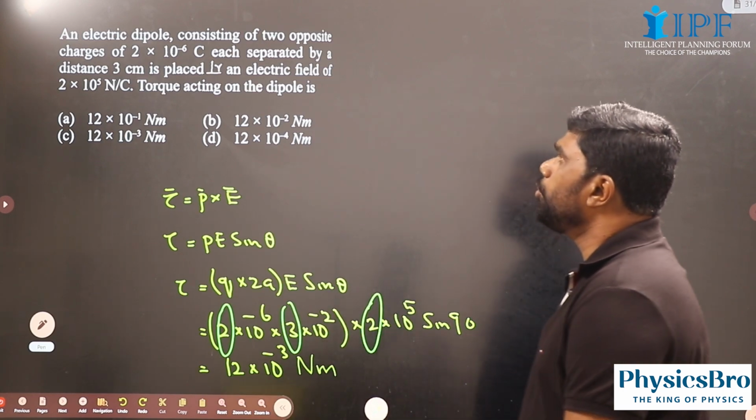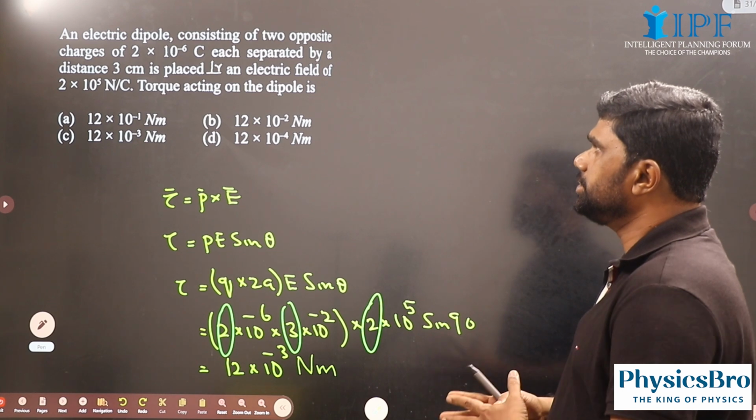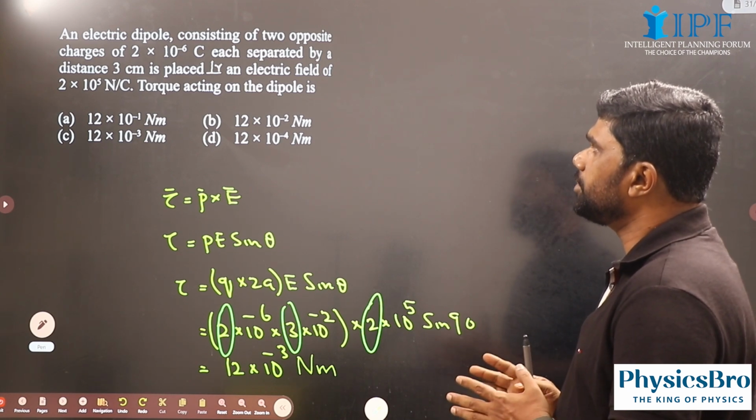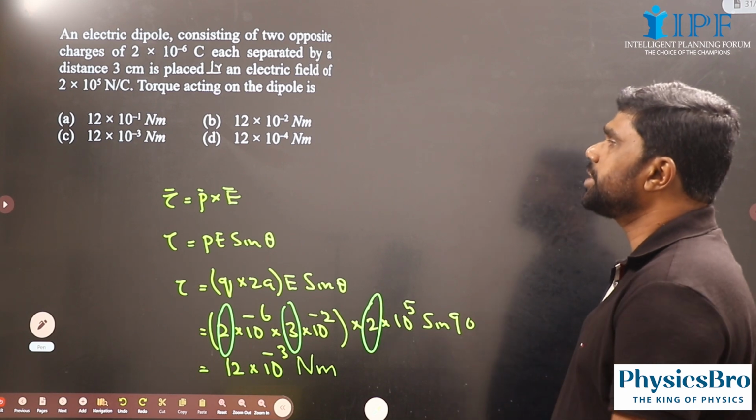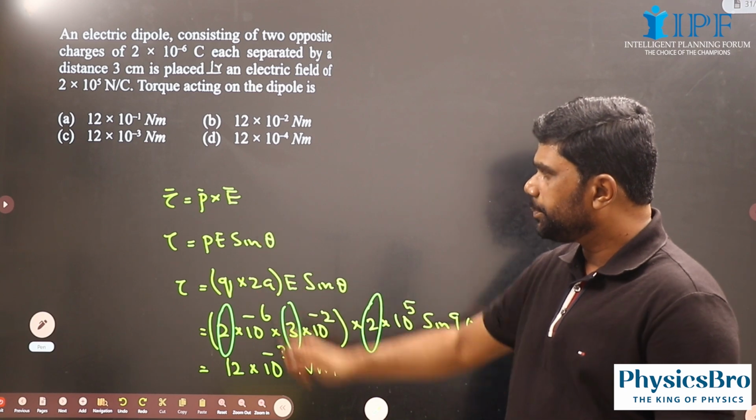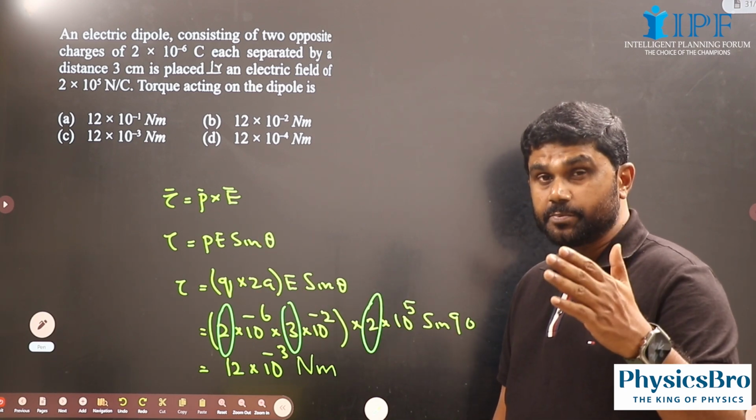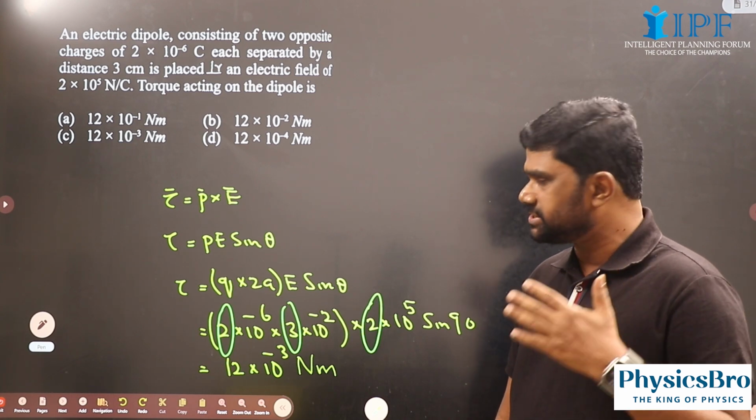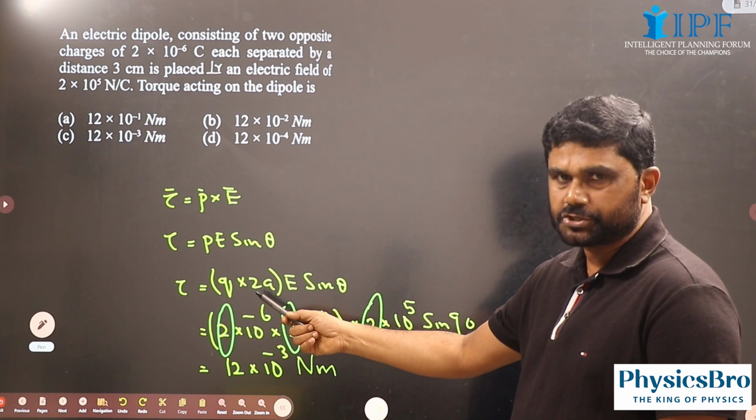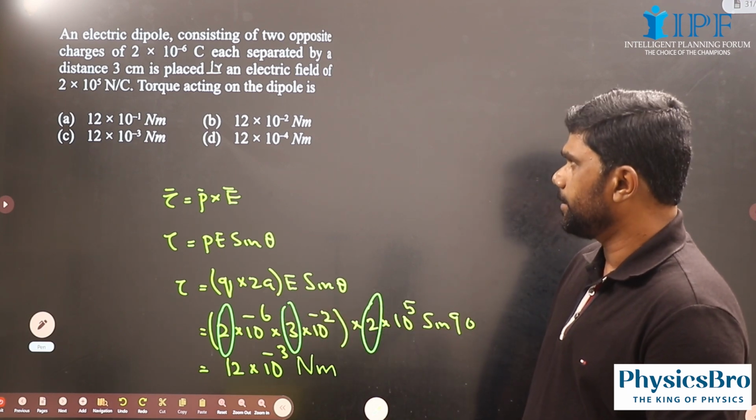Now, an electric dipole consisting of two opposite charges of 2 into 10 raised to minus 6 coulomb each, separated by a distance of 3 centimeters, is placed perpendicular to an electric field of 2 into 10 raised to 5 Newton per coulomb. The torque acting on it is torque equal to P cross E. So it is P sine theta. Here the angle theta is between dipole moment and the field intensity, that is 90 degree. So we have, this is dipole moment, Q into separation of the charges 2A, and it is given as 3 centimeter.